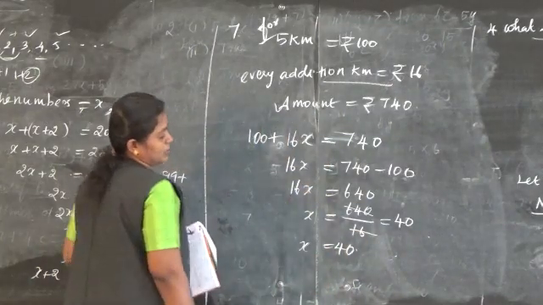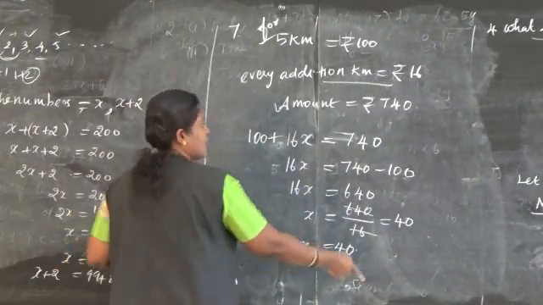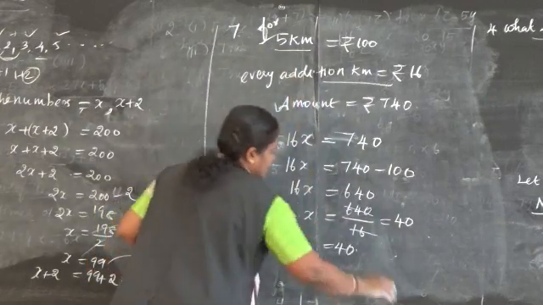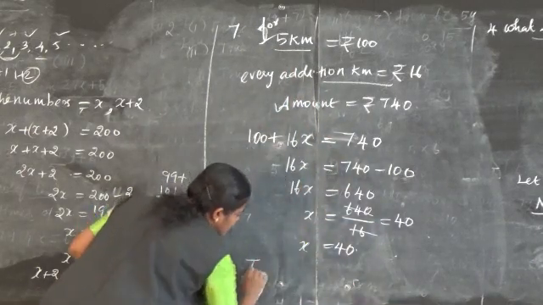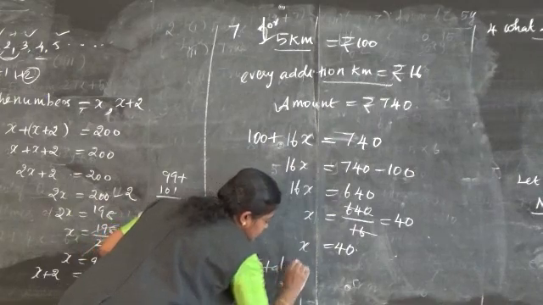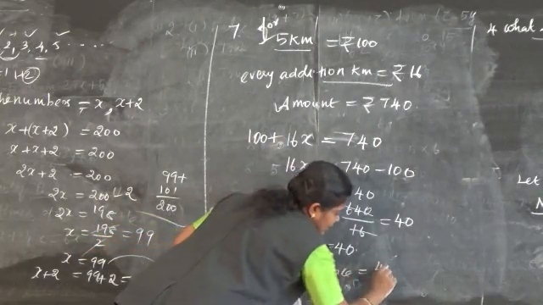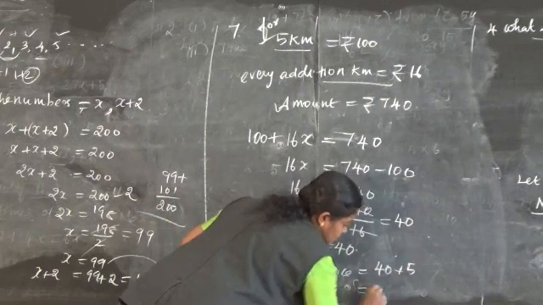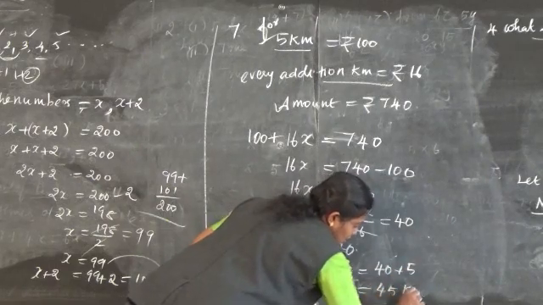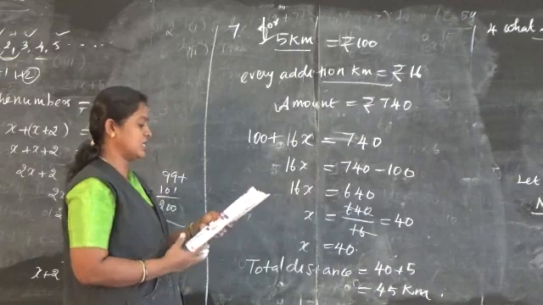What is the additional kilometers we are traveling? 40. Already we traveled 5 kilometers. So what is the total distance? 40 plus 5, that is equal to 45 kilometers. Here is the answer for you.